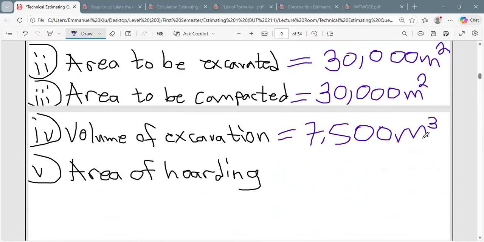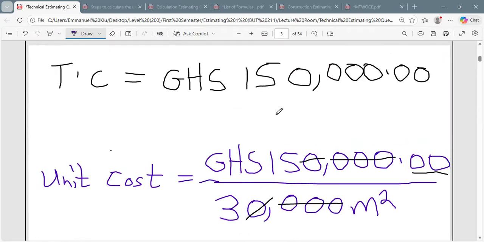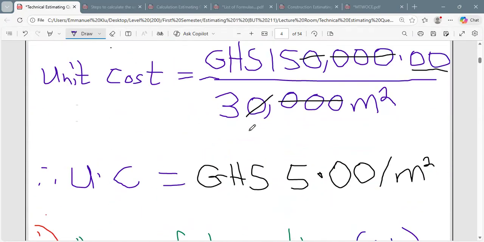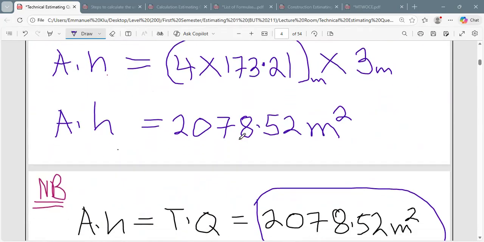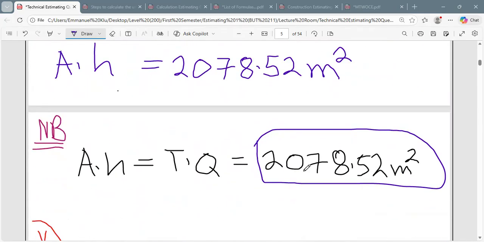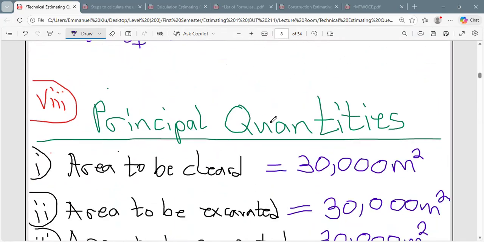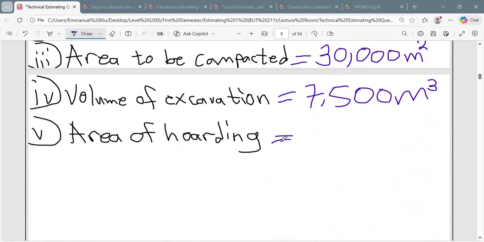Meter cube. Okay, and then the area of hoarding, as we all know, the area of hoarding we calculated over here. What did we have? 2078.52. So let's quickly key that in.